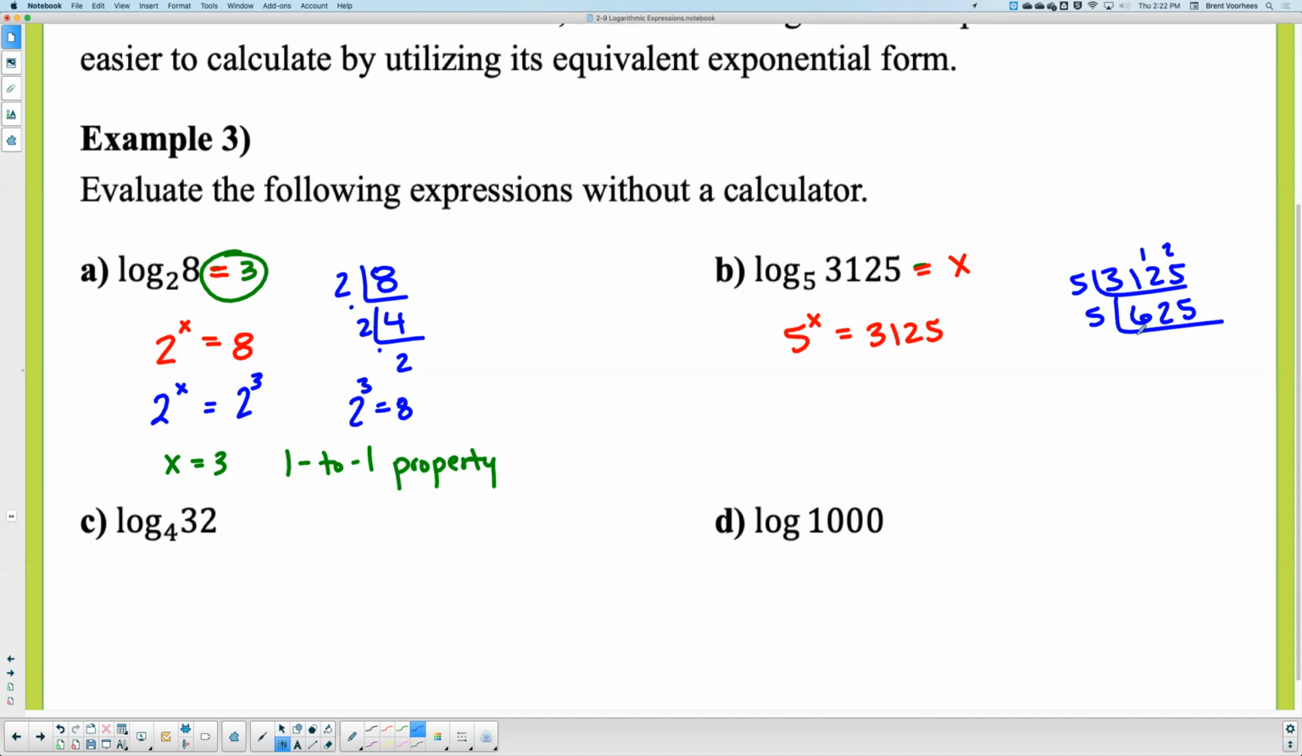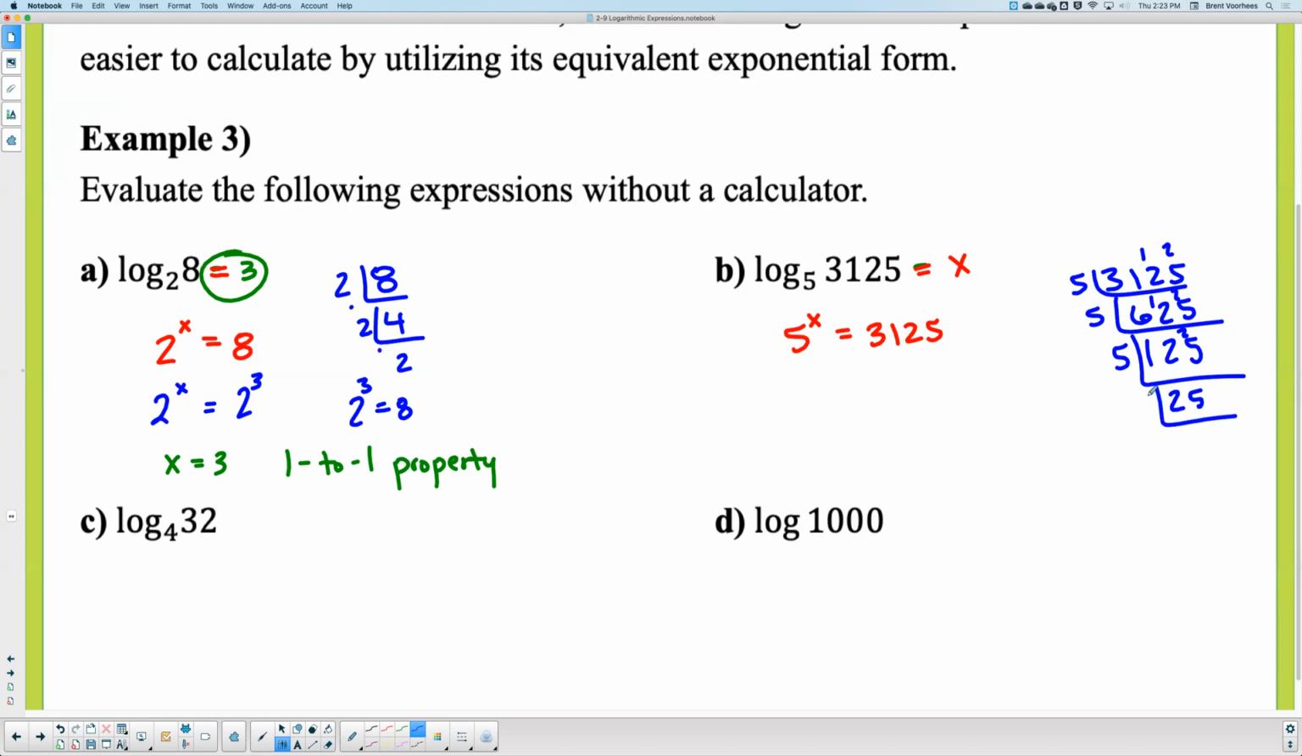5 can go into 625. 5 goes into 6 once, with the remainder of 1. 5 goes into 12 twice, the remainder of 2. 5 goes into 25 five times. So now we know 3,125 can be written as 5 times 125. Still going to keep going. Can 5 divide into 1? No. Can it go into 12? 2 times, the remainder of 2. Can 5 go into 25? It's 5 times.